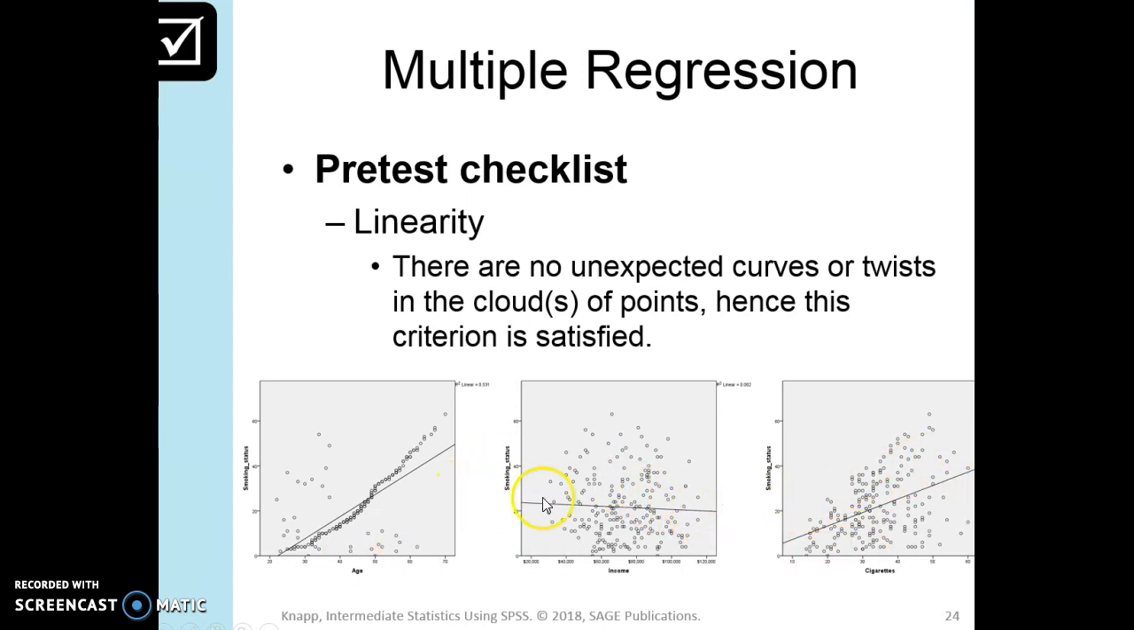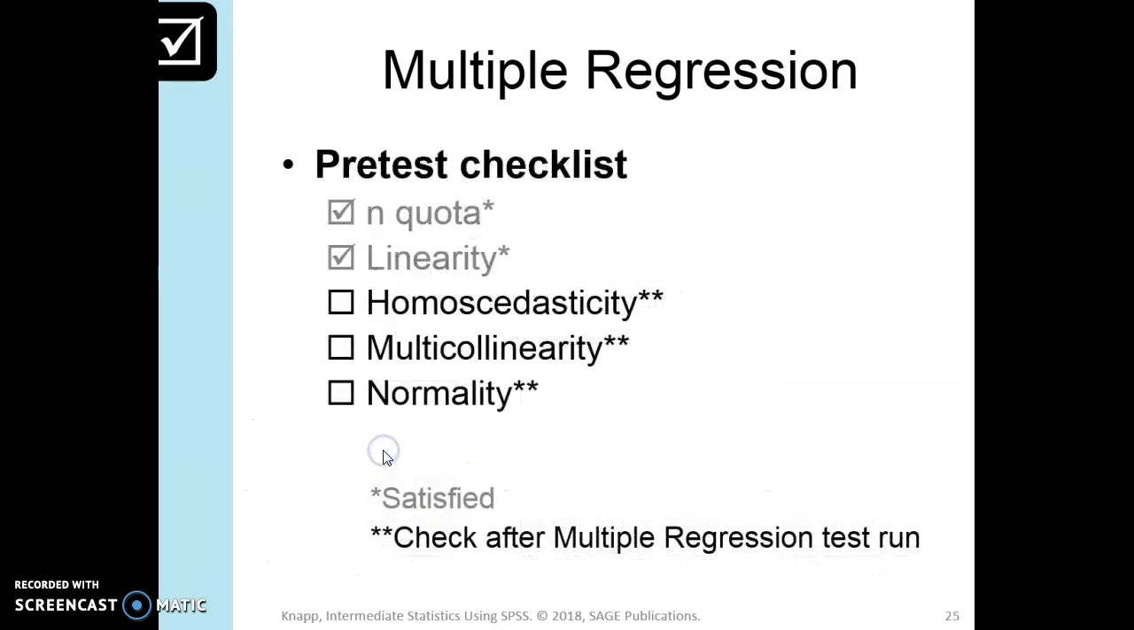This looks like it's got a negative relationship going downhill, but it looks somewhat linear. I wouldn't give too much for it, I promise you that. This is the only one that really looks linear to me. And so we've done the N quota and the linearity.